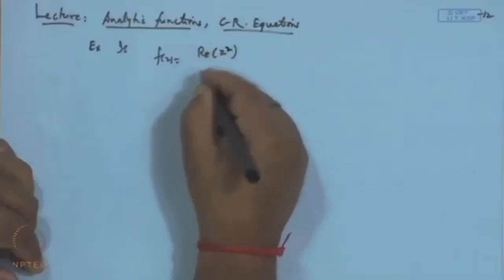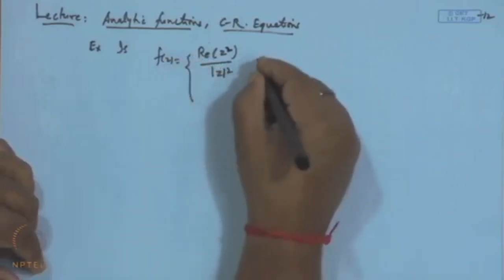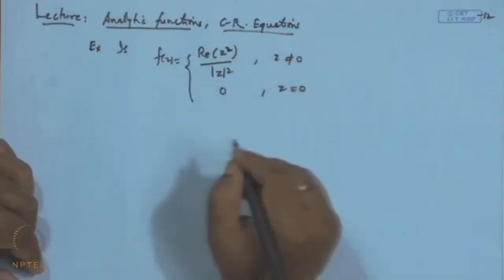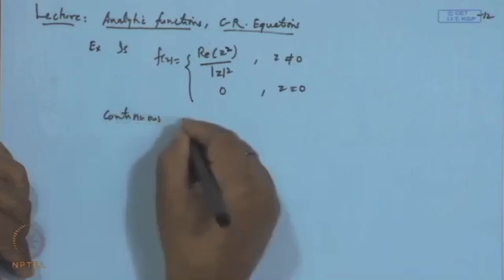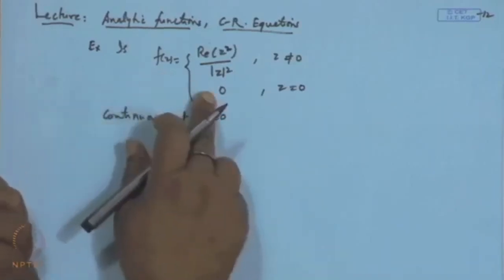Before starting with analytic functions, the function f(z) is defined by the real part of z square divided by mod z square when z is not equal to 0, and 0 if z is 0. Is this function continuous at z equal to 0? So, first thing is the function is well defined at 0.